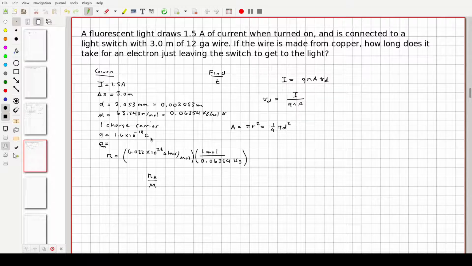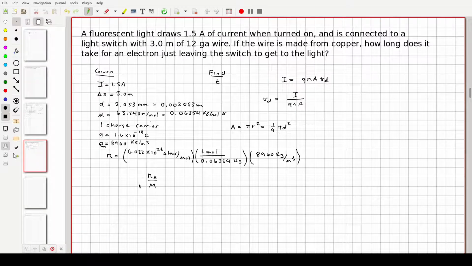The density of copper is 8,960 kilograms per cubic meter. So if I multiply this by the density of copper, 8,960 kilograms per cubic meter, what this gives me is the number of atoms per cubic meter that I have. And remember, N is a number density. It is the number of charge carriers per unit volume, per cubic meter in the MKS system. So what this does is give me N.